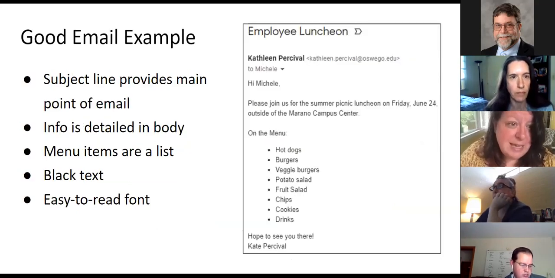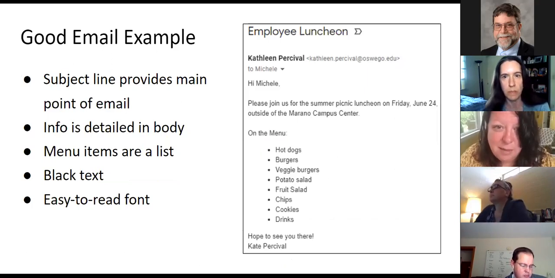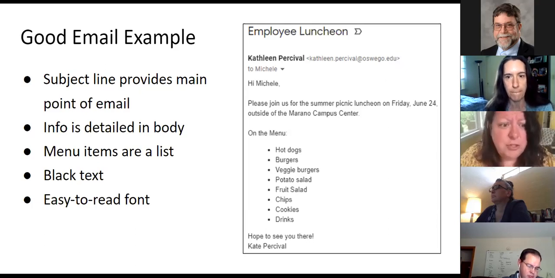So you can see how we've redone Kate's email. We've got the better subject line here. The information is available within the body of the document. And it's really clear and easy to see what's going on. So we've got that bullet pointed list. There's just black text. Everything is easy to read. You can consume this information quickly and there's nothing to worry about.